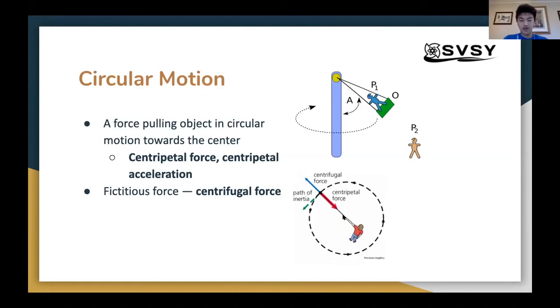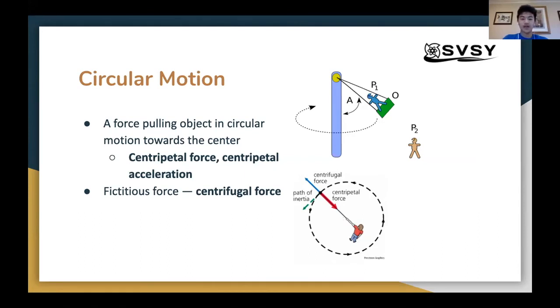Now, we know from Newton's laws as a whole that you need a force in order for something to have an acceleration. So since there's a centripetal acceleration towards the center of the circle, there must be a centripetal force pulling this towards the center of the circle. And in this case with the string, the centripetal force would just be the tension in the string.